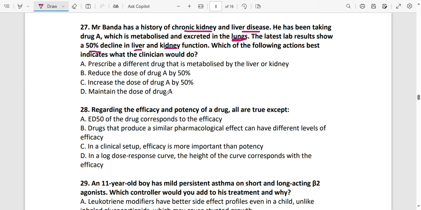Anyone that can help with this one? Maintain the dose. Why would you go for D?